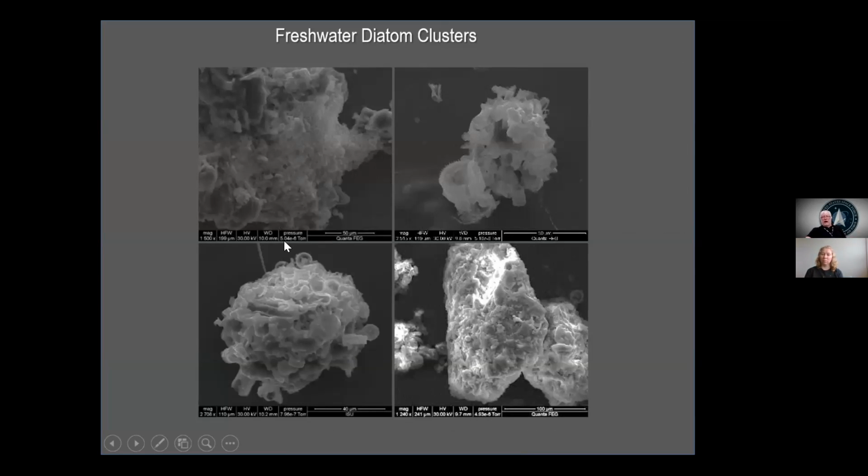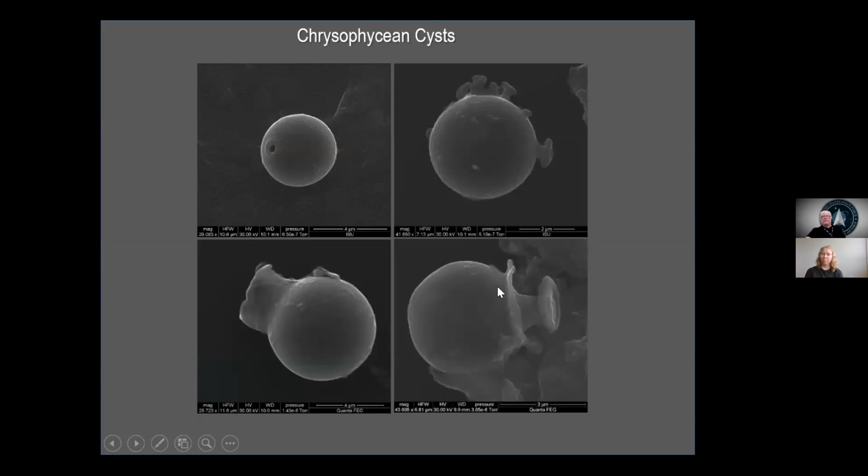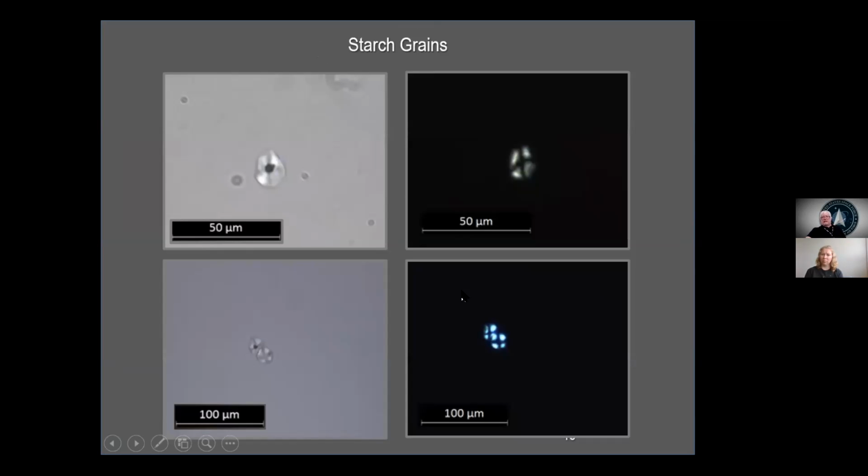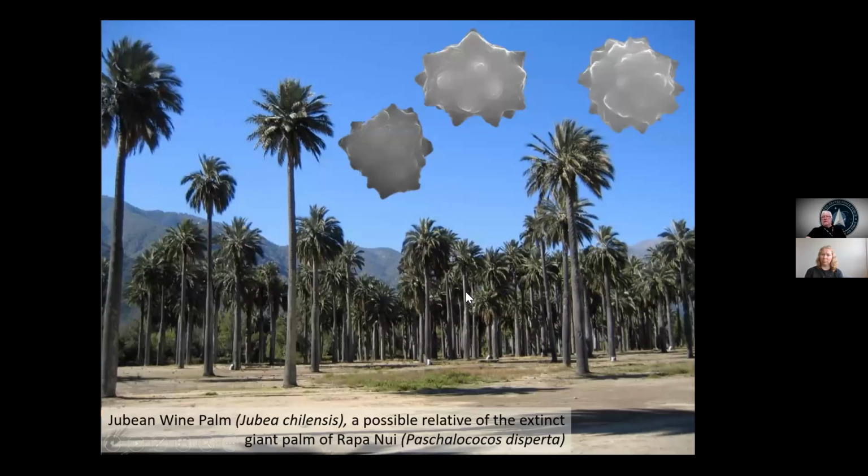These are some of the clusters of diatoms, truly amazing masses of these things all stuck together. Cysts as well, which shows that there are other organisms in these waters. And then things like little sponges and other kinds of organisms. Starch grains, we identified some starch grains. The interesting thing is that the predominant thing that we found other than diatoms was these globular echinate palm phytoliths.